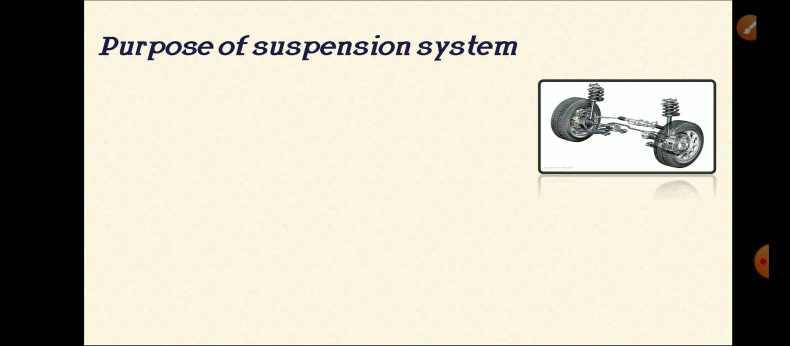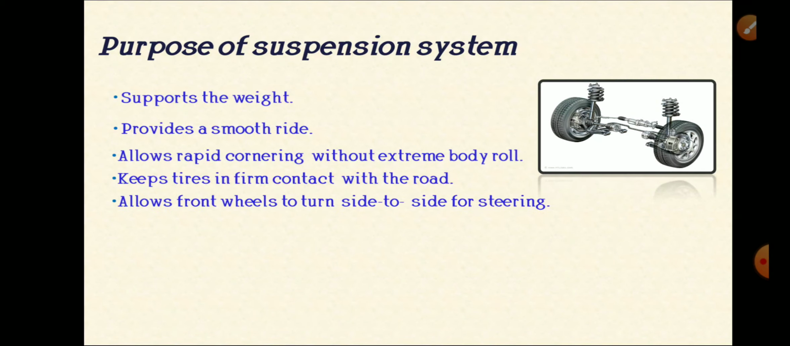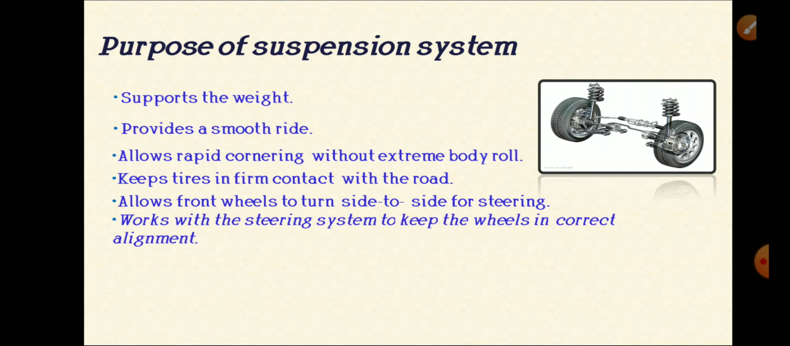So first, in this video we will go through the purpose of the suspension system. It supports the weight and provides a smooth ride. It allows rapid cornering without extreme body roll and keeps the tires in firm contact with the road. The suspension system allows the front wheels to turn side to side for steering and works with the steering system to keep the wheels in correct alignment. These are the purposes of the suspension system.